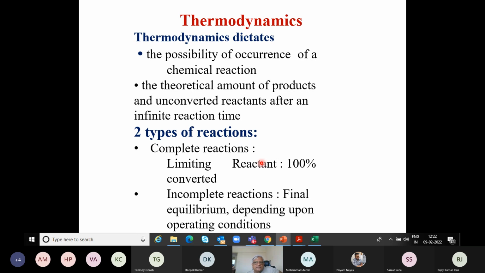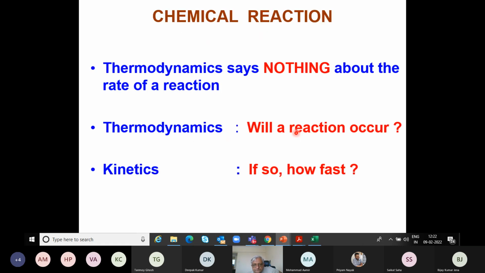On the other hand, there are reactions which are equilibrium controlled. For example, the way we make ammonia: nitrogen and hydrogen reacting by the Haber-Bosch process to make ammonia. Now that's an equilibrium controlled reaction. In other words, given the opportunity, ammonia will also convert back to nitrogen and hydrogen. So these are incomplete reactions, and the final equilibrium depends upon the thermodynamics. What thermodynamics tells you in an equilibrium controlled reaction is what will be the composition of the products at equilibrium, at a given temperature and pressure, and how much reactants will still be available.